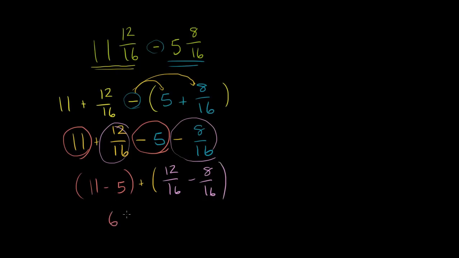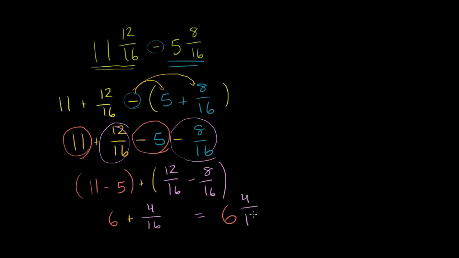And I have 6 plus. And then our denominators are the same here. So we're going to get something over 16. And 12 minus 8 is 4. So this is the same thing as 6 plus 4 over 16, which is the same thing as, writing it as a mixed number, 6 and 4/16.